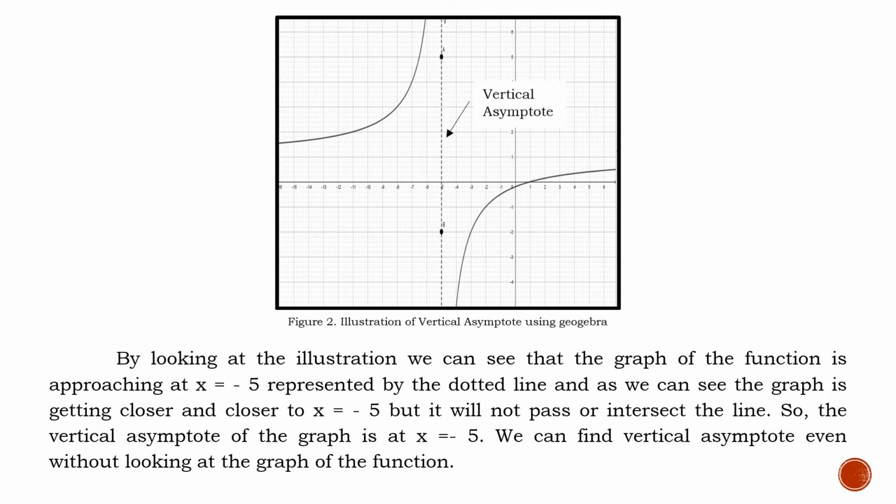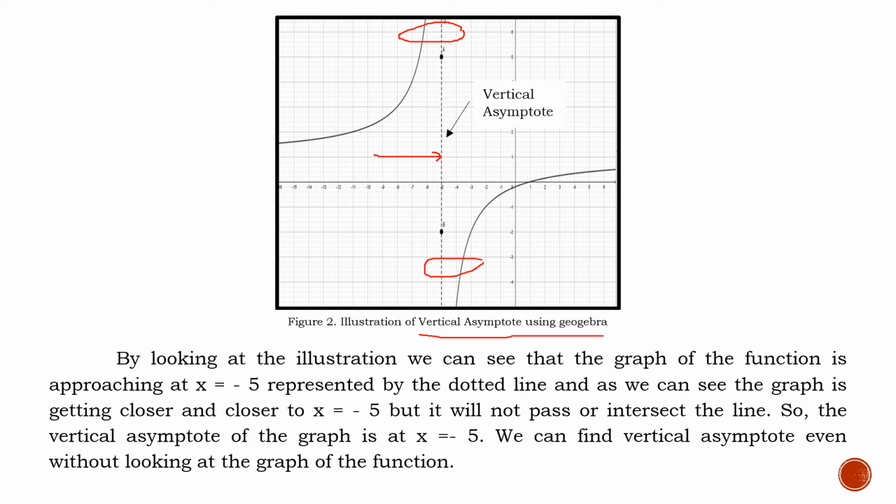So let's use this illustration of a vertical asymptote using GeoGebra, or we can actually use Desmos, in graphing your rational function. As you can see in this illustration, this will be your vertical asymptote. At some portion here, your vertical asymptote is parallel to your curve.